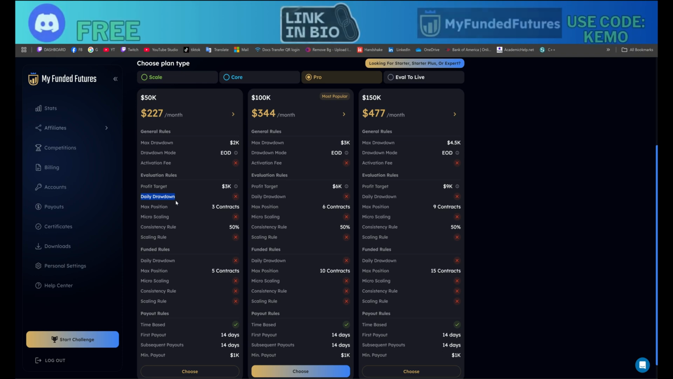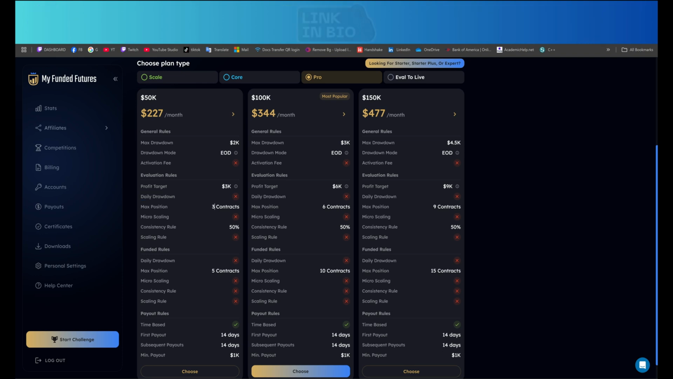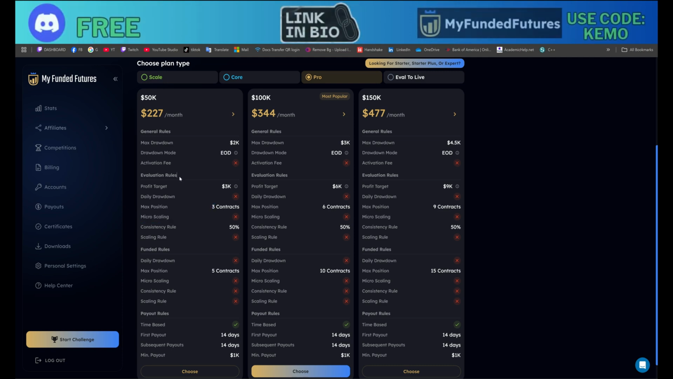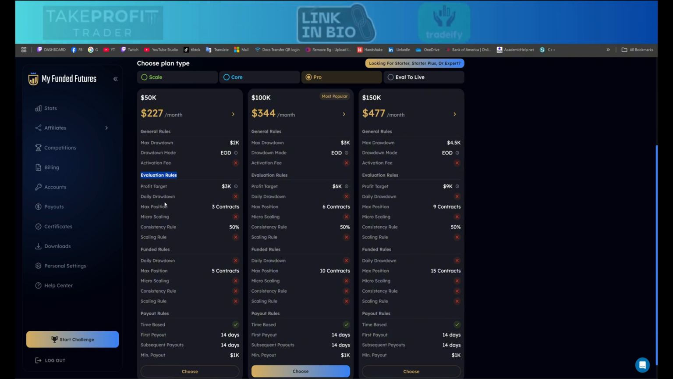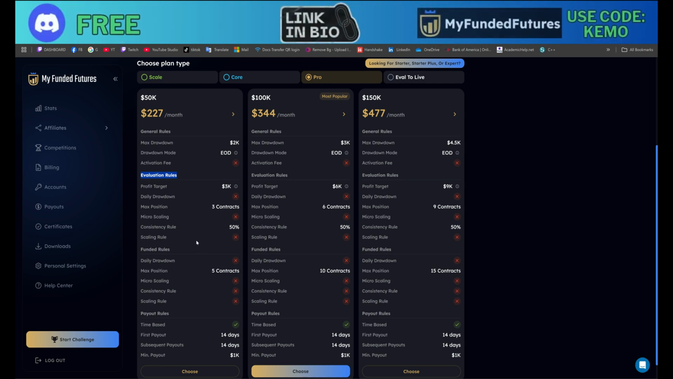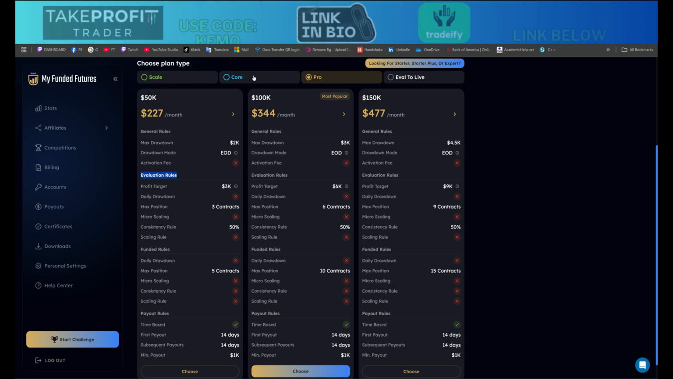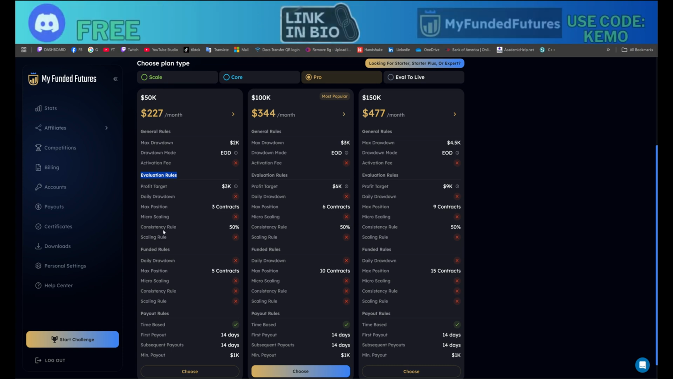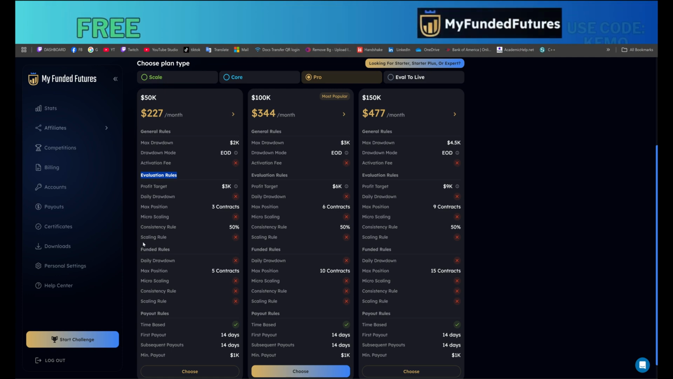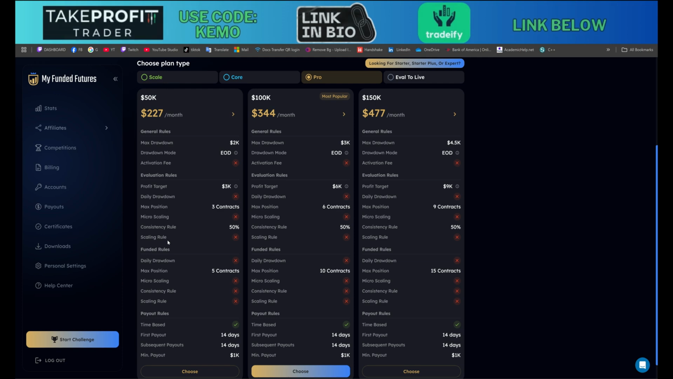You have also no daily drawdown, 3 contracts of 3 minis or 30 micros, no micro scaling plan on the evaluation phase, which is different than the core and the scale plan. So this pro account, so far, wins over and beats the core and the scale plan. No micro scaling plan. You still get to have consistency rule of 50%. Again, you can't pass this account all in one day. You have to split it over 2 days minimum. And no scaling rule, just like the rest of the plans.